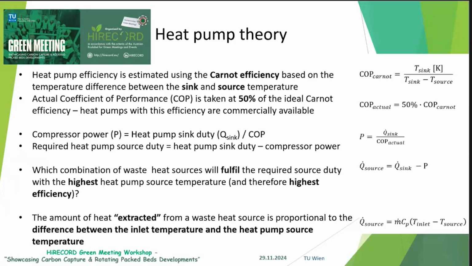So to summarize, the amount of heat that you need is determined by the efficiency of your heat pump. If your heat pump is less efficient, then you need to put in more shaft power for your compressor, and therefore you would need less waste heat. And it also works the other way around. But I think I have some numerical examples later on.